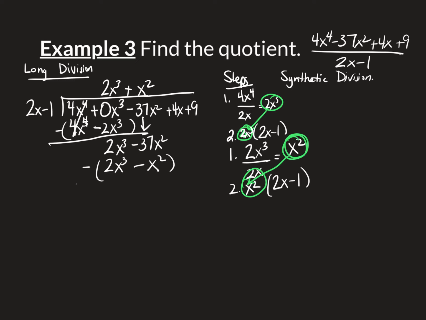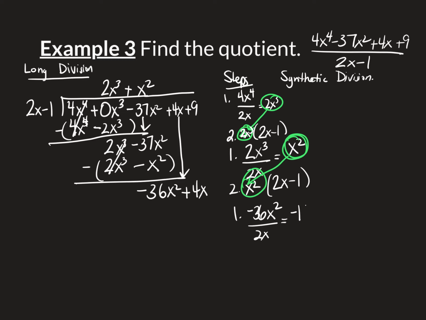Subtract. 2x cubed minus 2x cubed is 0. Negative 37x squared minus negative x squared is negative 36x squared. Bring down. Start the steps back over. Back to step 1. Divide the first term of the new dividend by the first term of the divisor. So that's negative 18x.